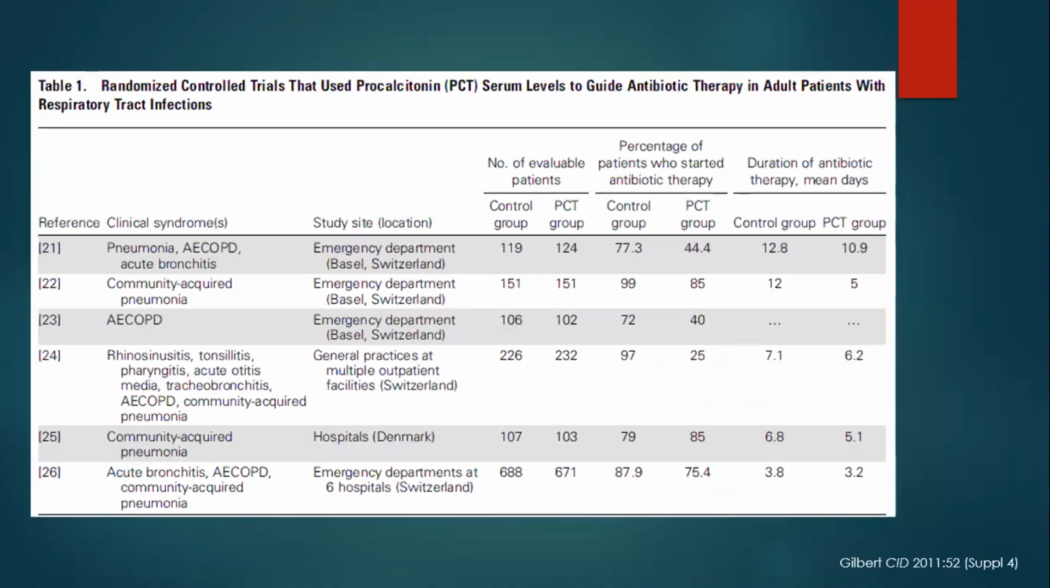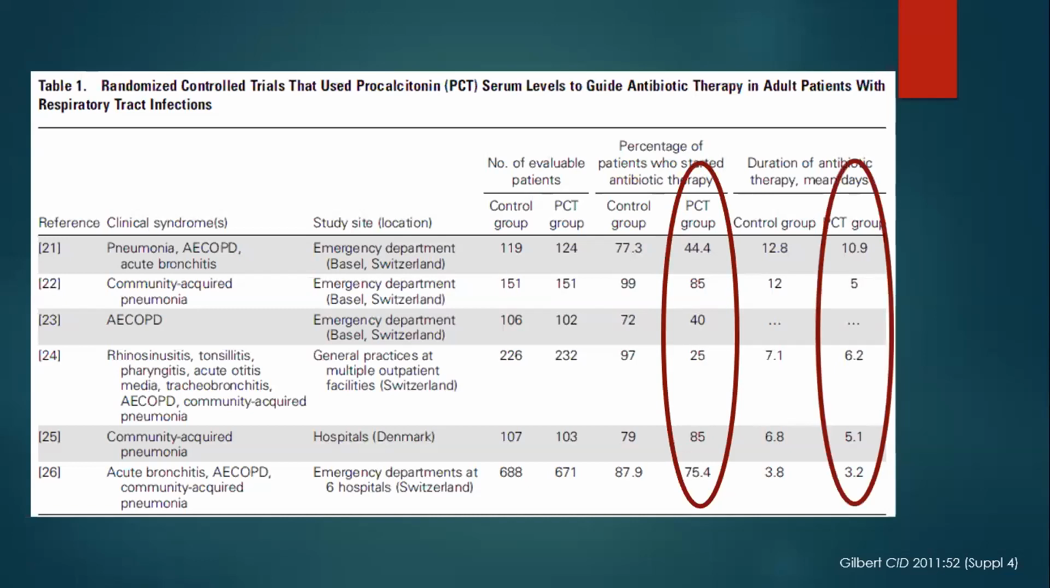So this is just some data that originally came out, and I just wanted to draw your attention to how it can shorten course and improve outcomes, and how you can see how here it lessened the number of patients who were given antibiotics. So here is pneumonia and acute bronchitis. 77% of patients were given antibiotics versus 44% in the PCT group. Rhinosinusitis, 97% of patients in the control group versus 25% of patients getting antibiotics in the PCT group.